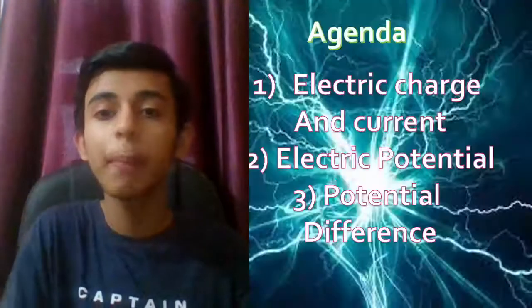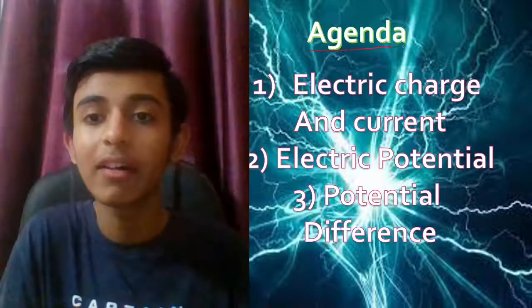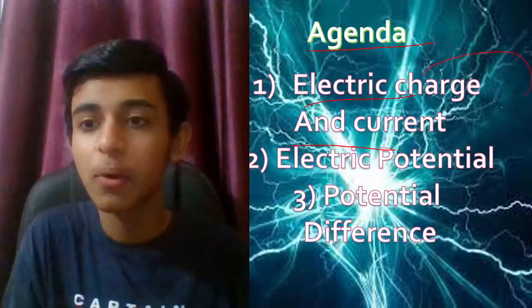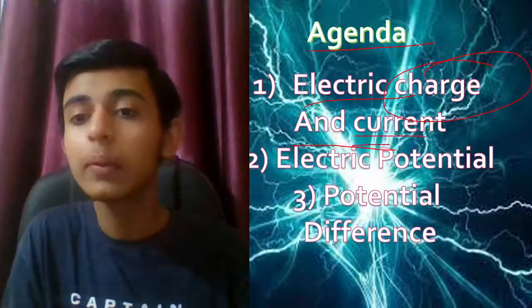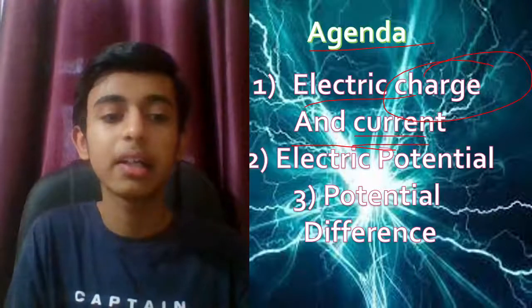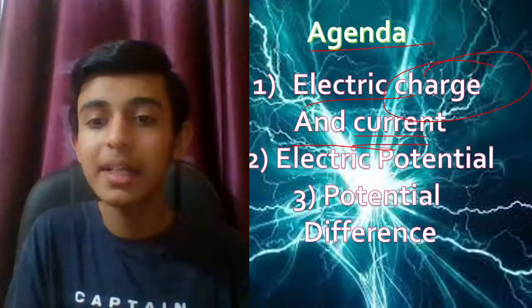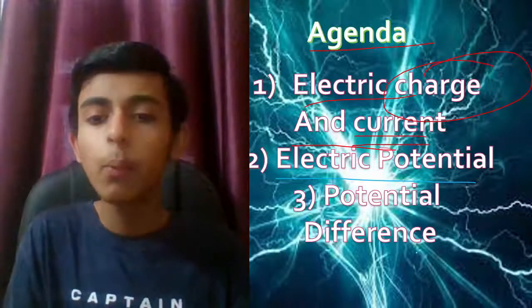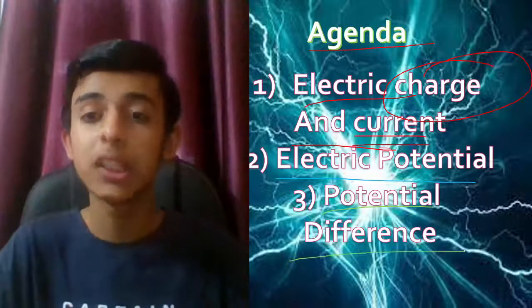Today the agenda that we'll be covering is electric charge and current. First we'll understand what an electric charge is and how it is related to electric current. Then we'll understand electric potential and potential difference. What exactly do you mean by both these terms?